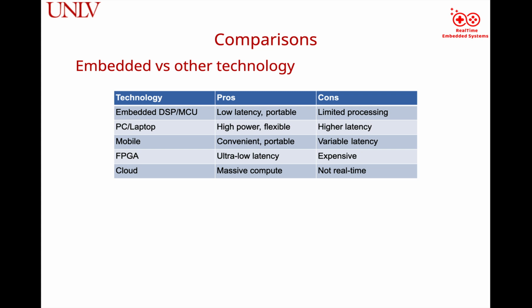So here's a platform comparison. ARM-based SBCs like Jetson, Raspberry Pi, and BeagleBone support I2S embedded DSP and offer low latency. The PC provides flexibility but higher latency. FPGA has ultra low latency but costs a lot. The cloud offers massive compute but is not real time. You have to send up to the cloud and then it comes back, so it's not real time.